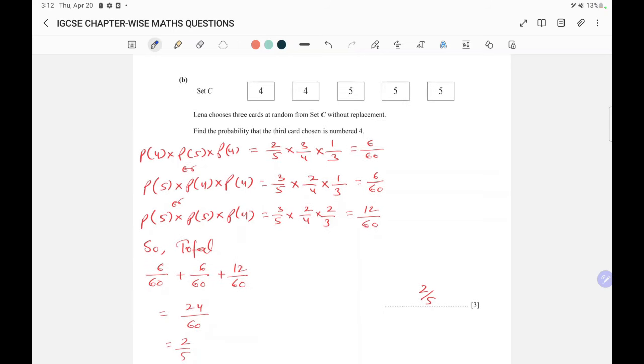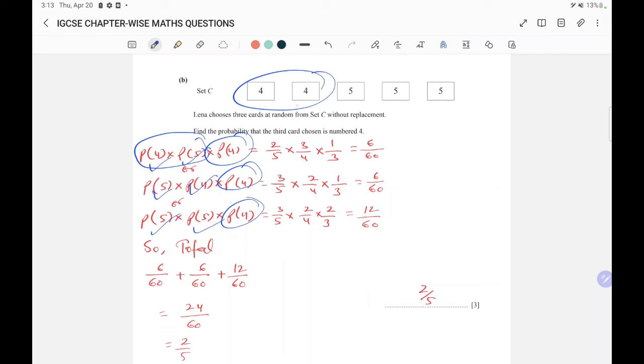Now C part, that's 4, 4, 5 triple. Now Lena chooses 3 cards at random from set C without replacement. Without replacement, that's also important. Find the probability that the third card chosen is number 4. So third should be number 4, right? But here, first and second can be 4, 5, can be 5, 4, can be 5, 5. Because the third number, they are targeting third number, should be 4. There cannot be 4, 4, because you have only 2, 4. So 1, 4 only you can.